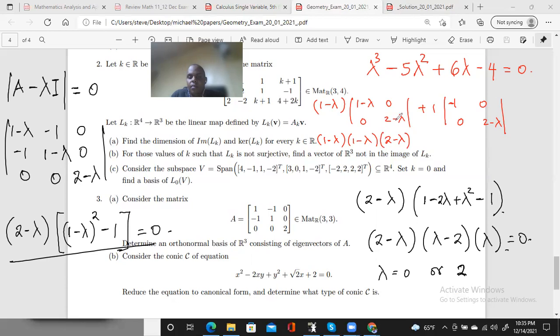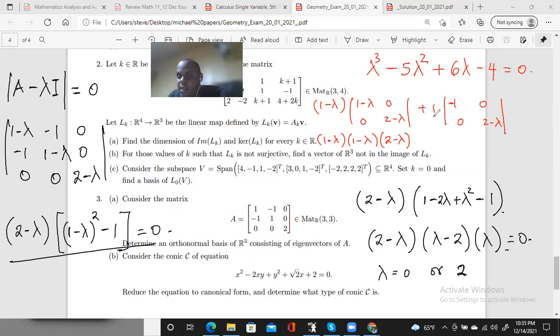Wait, oh, I made a mistake. Oh, okay. I forgot the lambda in the 2 by 2 determinant, so the second is 1 minus lambda. Oh, okay. So I did 1 times 2 minus lambda, not 1 minus lambda times 2 minus lambda.